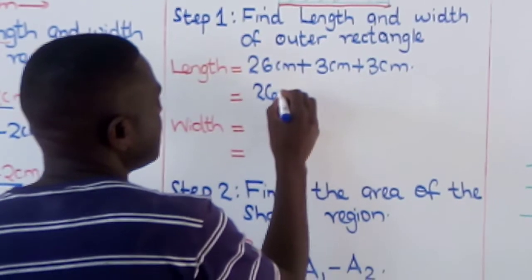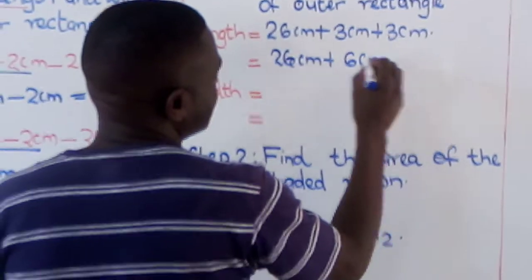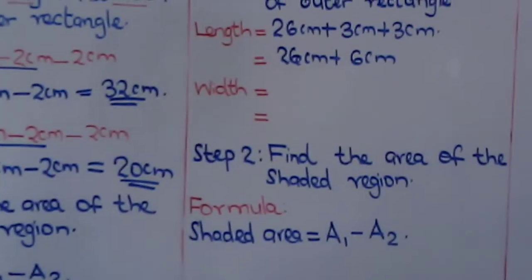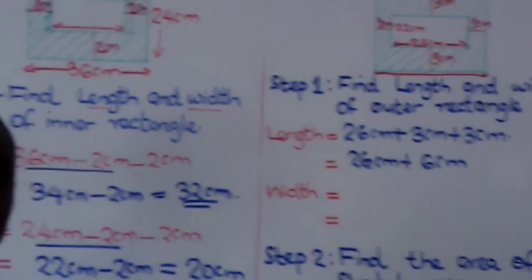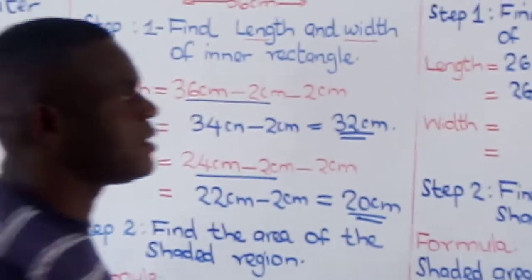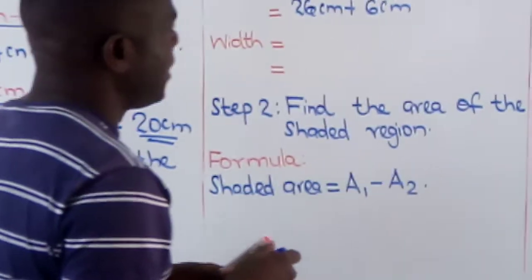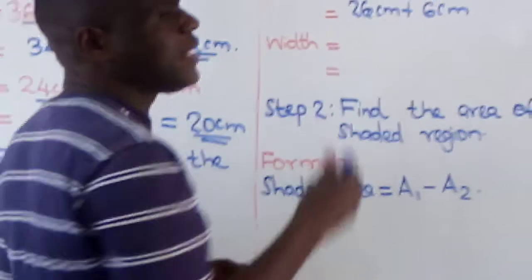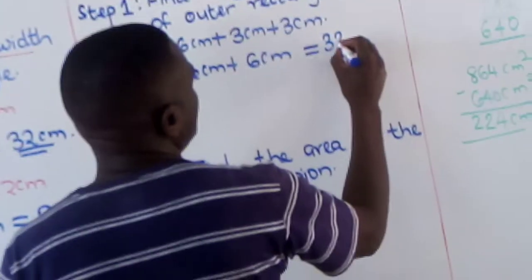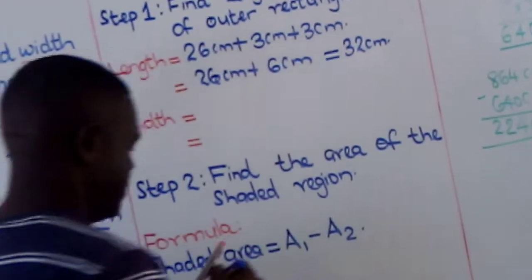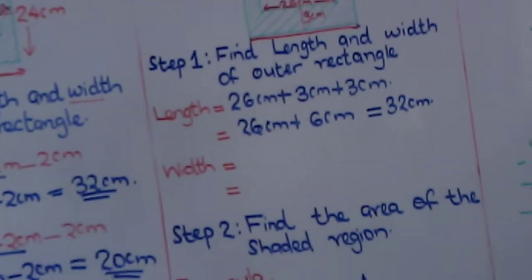6 centimeters plus 6 centimeters. Who knows how we got 26 centimeters? Who knows how we got 6 centimeters? Correct. 6 centimeters is the sum of 3 centimeters and 3 centimeters. Now when you add 6 centimeters to 26 centimeters, we will get 32 centimeters. Correct. That is the length of the outer rectangle.